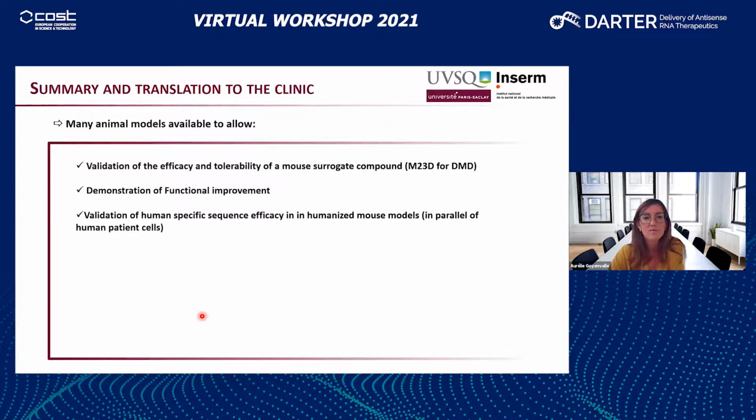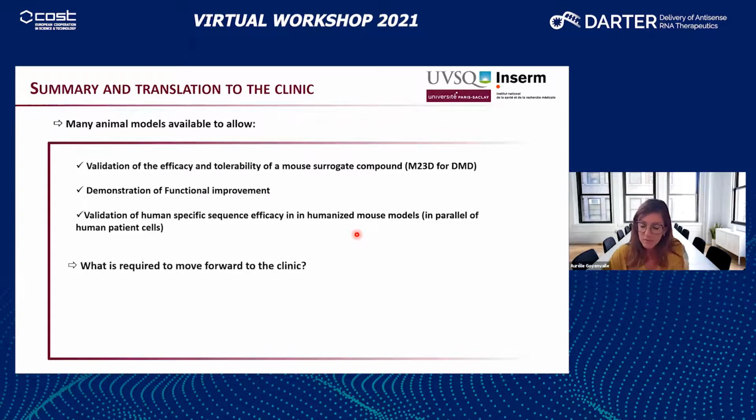So to summarize some of the key points, in Duchenne, we have a lot of animal models that are available. And it's very important to know exactly what you're looking for in your model. And all these models are available to allow you to validate the efficacy and tolerability of your compound. So for example, a specific chemistry or a new ligand. And generally you would use the mouse surrogate for this. If the phenotype is appropriate, you can demonstrate the functional improvements. And finally, it's very useful to have a humanized model to validate human-specific sequences.